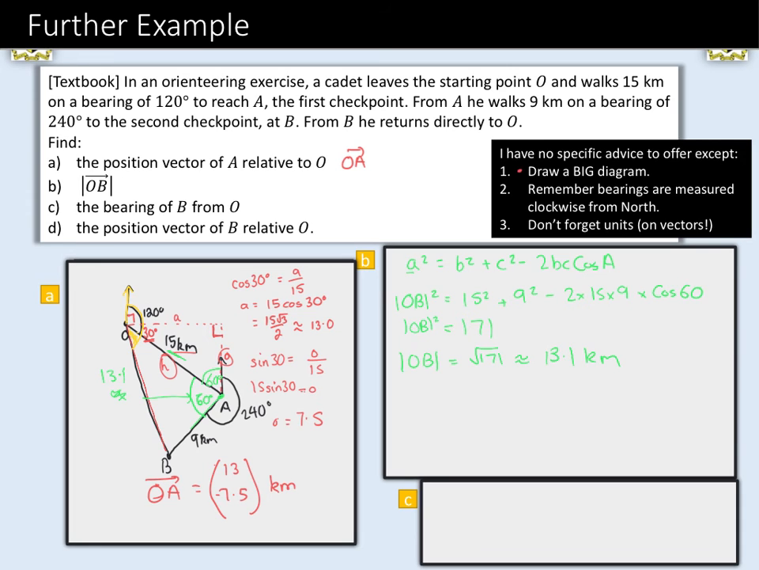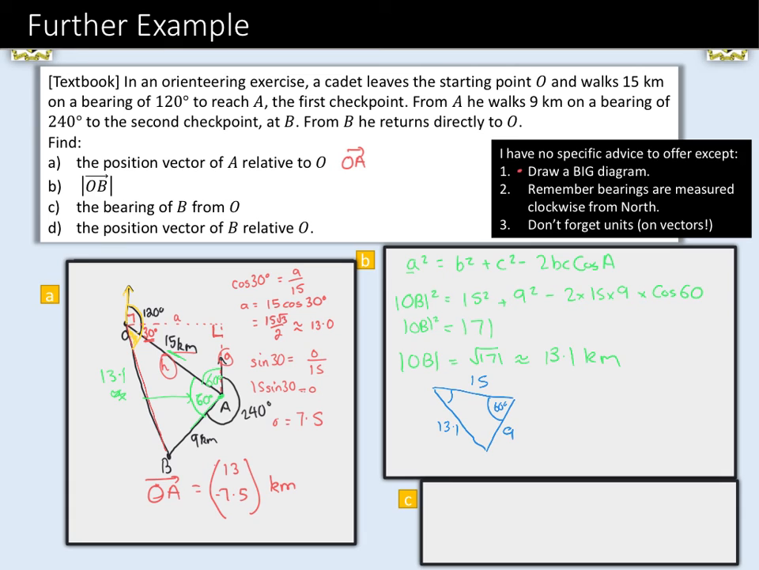So I've got my triangle. In fact, I'm just going to draw that triangle just over here, outside of everything else. The information I know about that triangle is that this side is 9, this side is 15, this side is 13.1. I want to know what this angle is, and I know that this angle is 60 degrees.